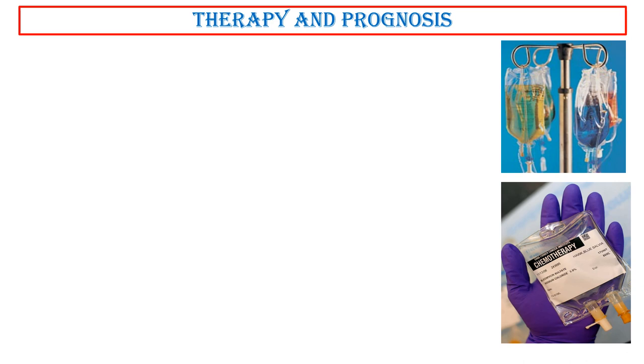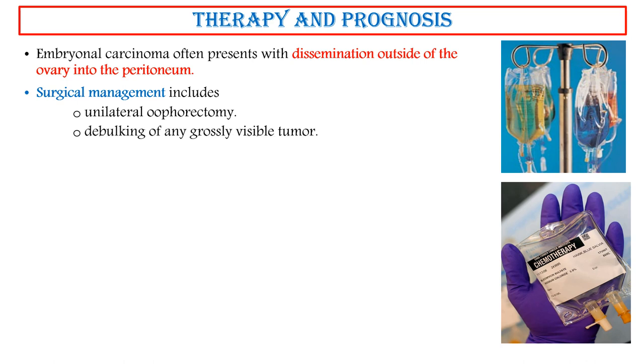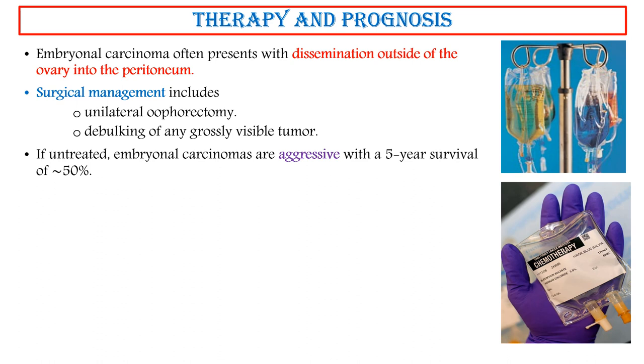Therapy and prognosis. Embryonal carcinoma often presents with dissemination outside of the ovary into the peritoneum. Surgical management includes unilateral oophorectomy and debulking of any grossly visible tumor. If untreated, embryonal carcinomas are aggressive with a 5-year survival of approximately 50%.